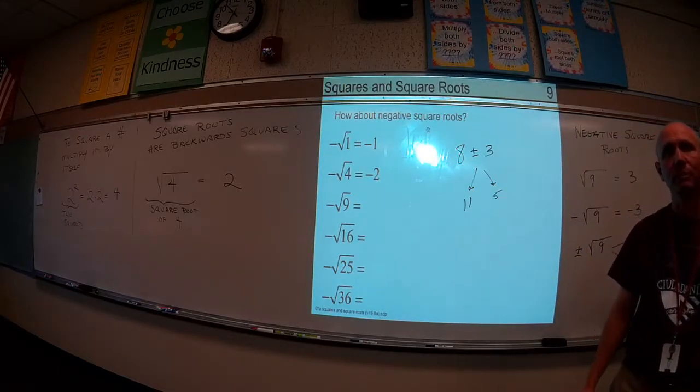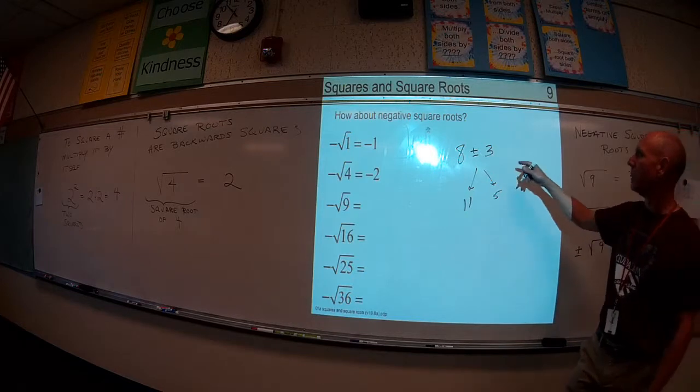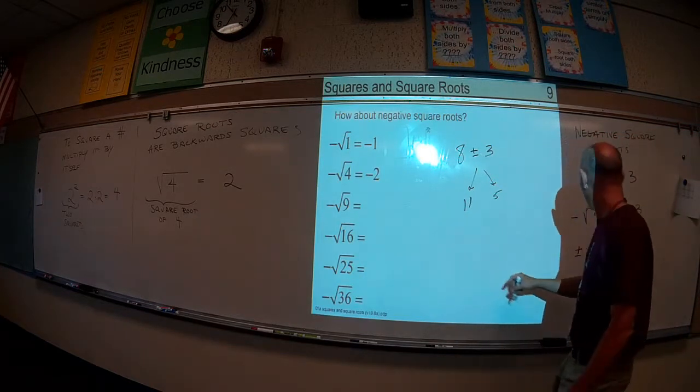Why would it be plus and minus? Why couldn't it just be a negative and then you're adding a plus, so it would just turn out to be 3? Like for 9 and 3.